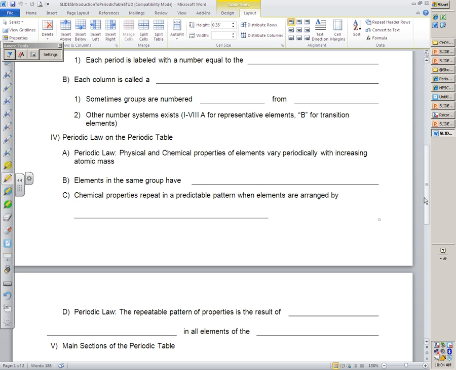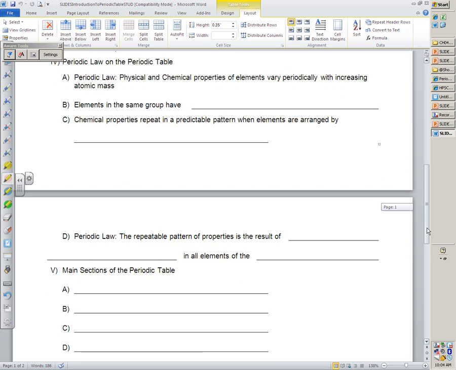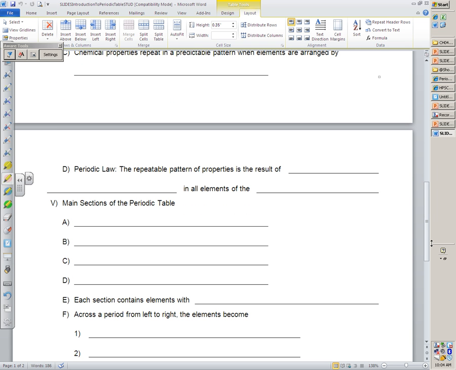Elements in the same group have what? Similar chemical properties. Those chemical properties repeat in a predictable pattern when elements are arranged by increasing atomic number. Then on the back side, this repeatable pattern of properties is a result of similar electron arrangements, or similar electron configurations, in all elements of the same family. Good there? Okay.